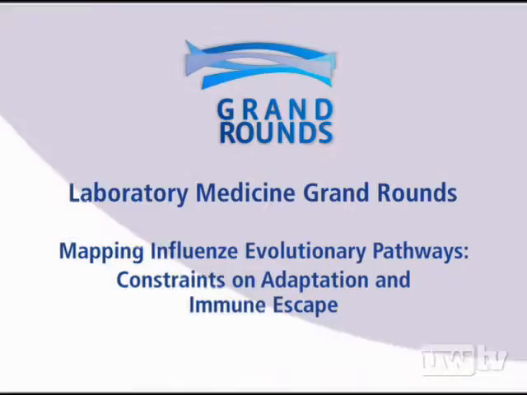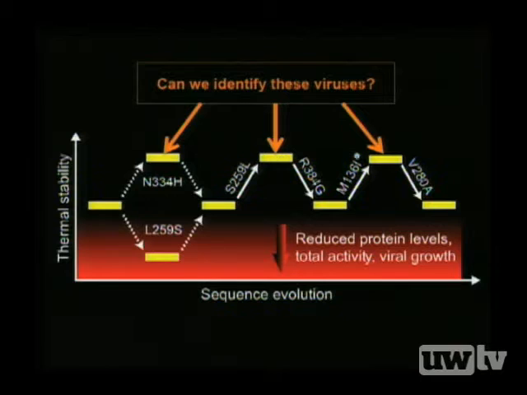And so going forward, this now suggests something that's of great interest to us, which is: can we identify these viruses which have this enhanced evolutionary capacity? Because if you were to just look out there at the influenza viruses that exist, this virus right here, which was our wild-type virus from 1968, and this virus, which is the one with the N334H mutation, look the same.